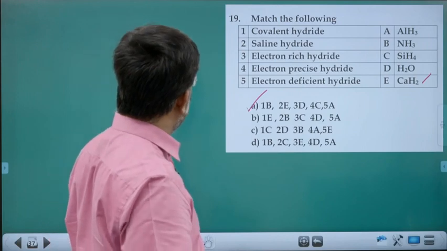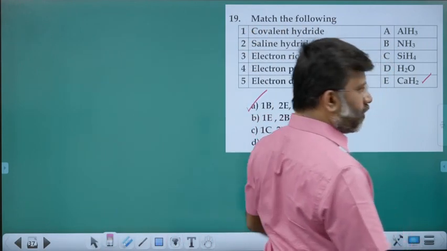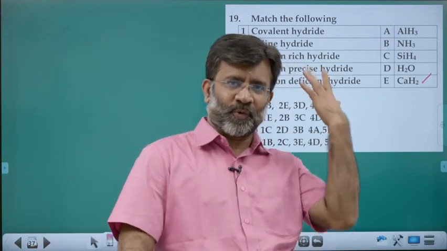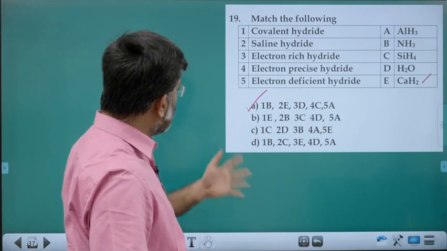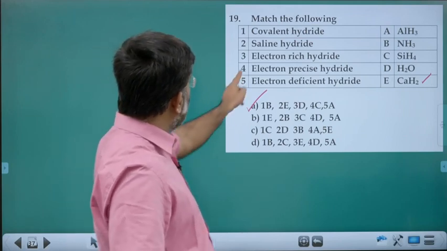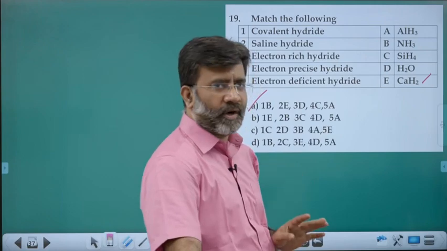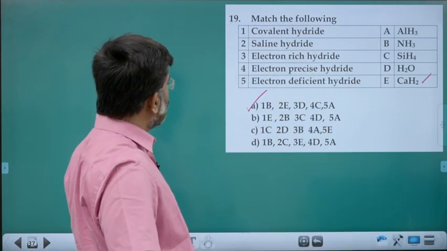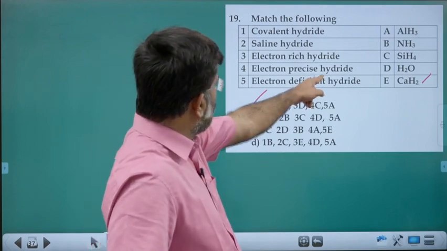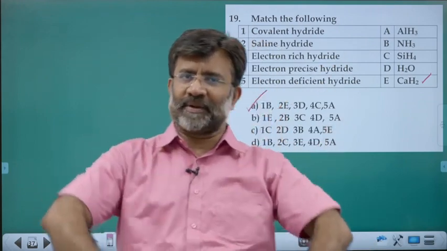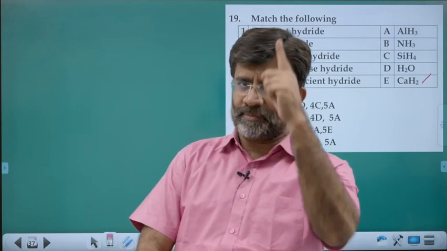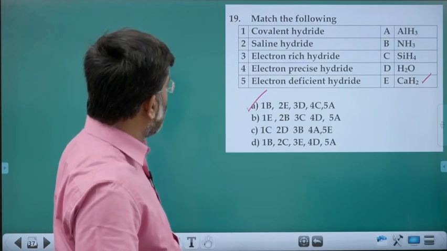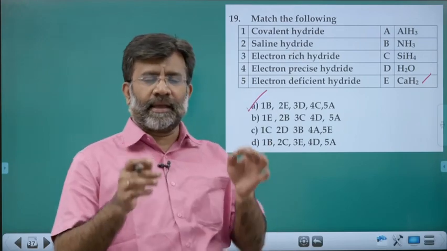1B, is it acceptable? 1B, covalent hydride. Yes, ammonia is covalent hydride. At the same time, it is electron rich also. Next, 2E verified. 3D, electron rich hydride. Yes, water molecule is electron rich. Ammonia also electron rich. Then 4C, electron precise. Silicon hydride, it is electron precise. Group 14 hydrides are electron precise. Then 5A, electron deficient. Aluminum hydride is electron deficient.